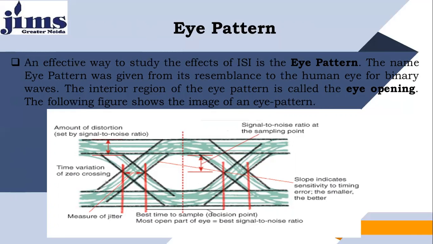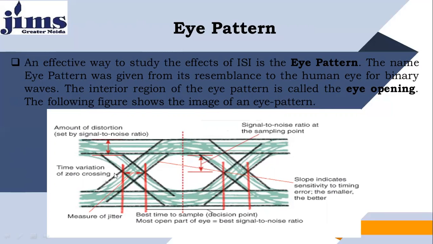If you see this figure, each part of this particular eye pattern has its own meaning. For example, this is the width, the amount of distortion set by the signal to noise ratio. Look at this point. This is the signal to noise ratio at the sampling point, meaning the point where you take the sample. What is the signal to noise ratio at that point? So this is the meaning.